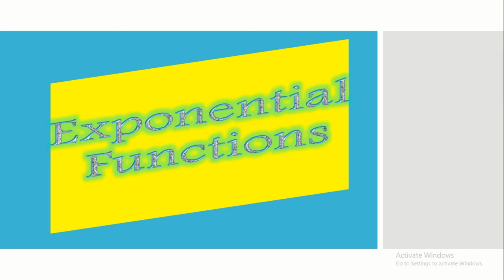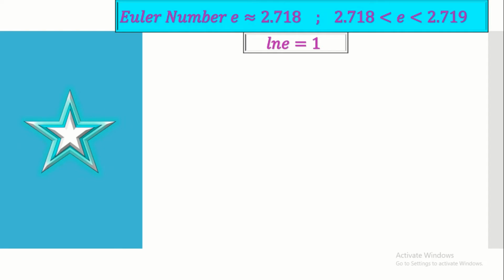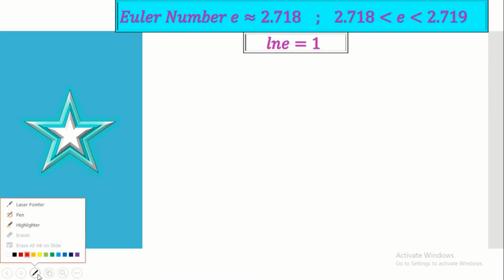In this video, we're going to learn about exponential functions for grade 12. Now let's start together. First, we should remember something about the Euler number e that we have learned in logarithmic functions. e is approximately 2.718. We have learned that ln e is equal to 1. Now what about the exponential functions?